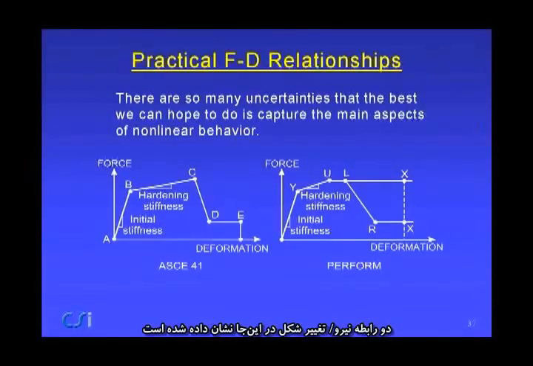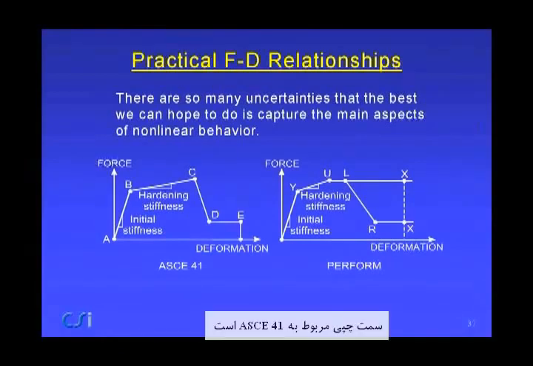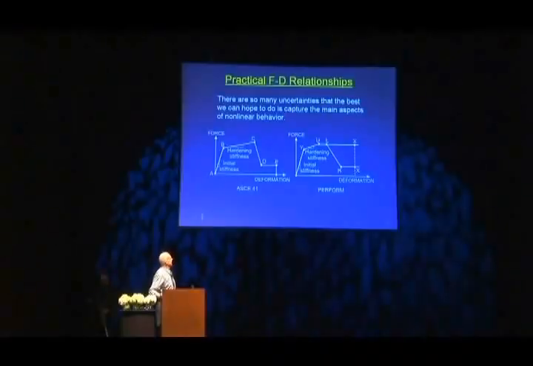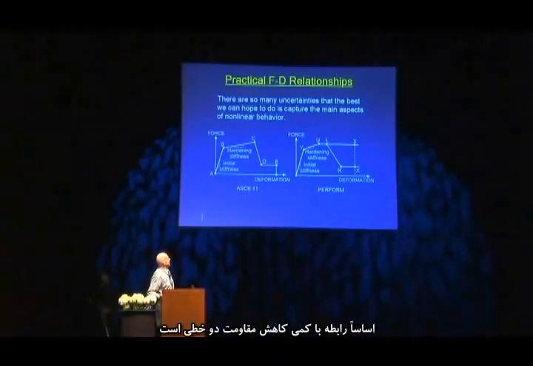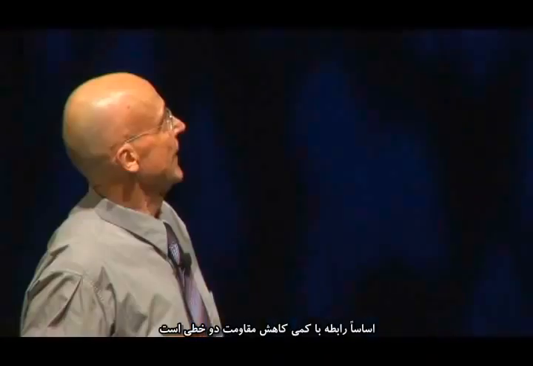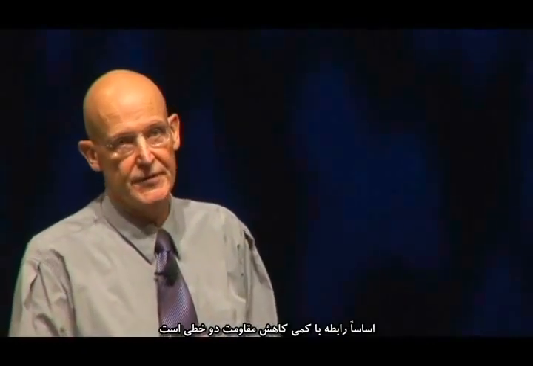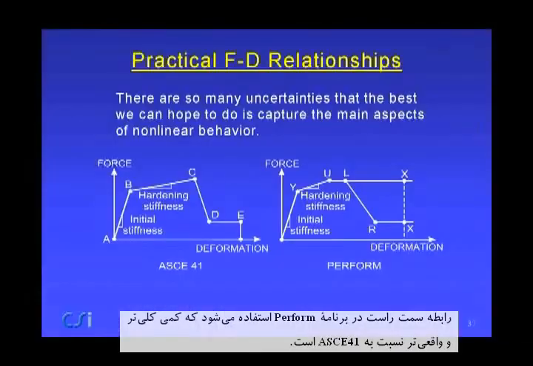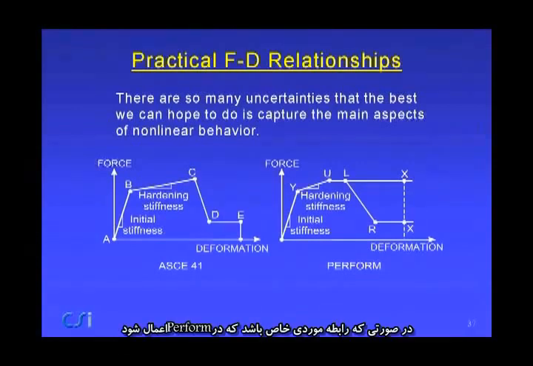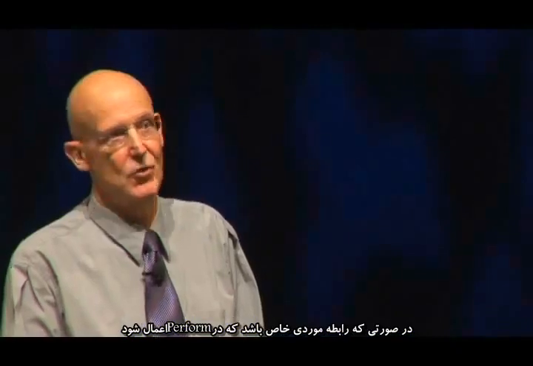There are two force deformation relationships shown here. The one on the left is from ASCE 41. It's basically a bilinear relationship with some strength loss. The one on the right is the one which is used in Perform. It's a little more general. In fact, the ASCE 41 force deformation relationship is a special case of the Perform one.